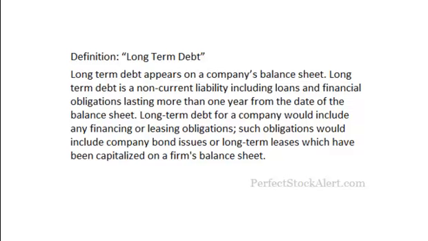Long-term debt appears on a company's balance sheet. Long-term debt is a non-current liability, including loans and financial obligations lasting more than 1 year from the date of the balance sheet. Long-term debt for a company would include any financing or leasing obligations. Such obligations would include company bond issues or long-term leases, which have been capitalized on a firm's balance sheet. Now let's look at an example.